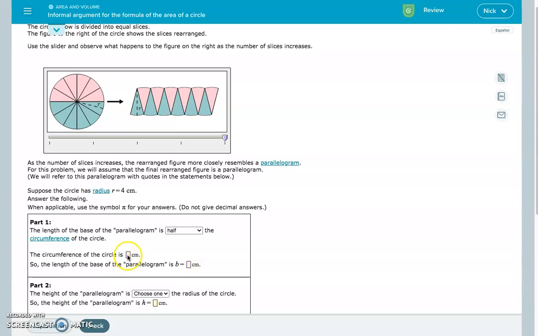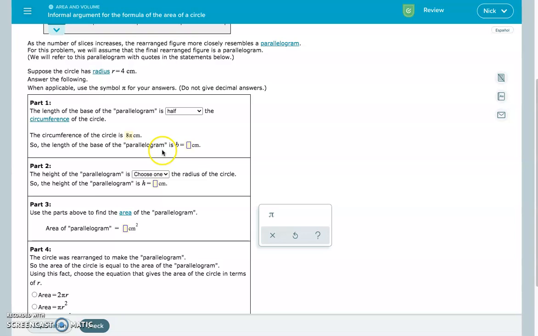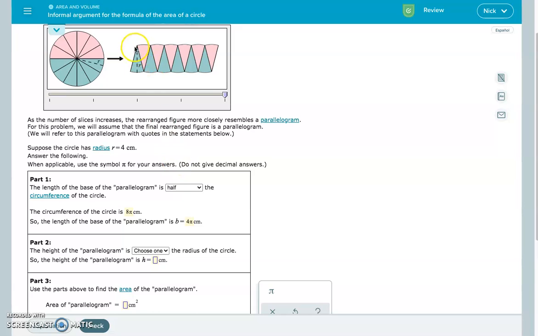So my circumference, we know that's just 2 pi r. If my r is 4, then I end up with 8 pi, and it does say use the pi symbol, don't give decimals. So you don't want to do 8 times pi, just write 8 pi. So the length of the base of the parallelogram, notice it is half of this, so it would actually just be 4 pi.